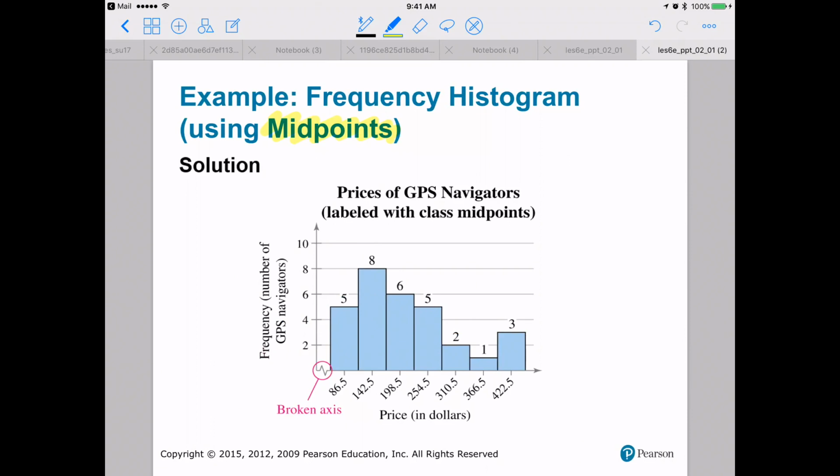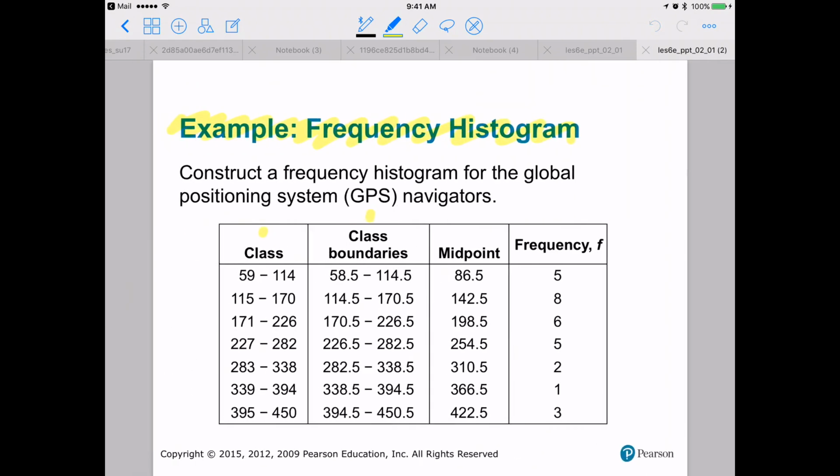The midpoint of each class is the center of your histogram bar. Okay, so you see the center of your histogram bar here is a midpoint. And how high the bar is depends on the frequency of that class. So you get an idea here. The second class had a midpoint of 142.5 and it's got a height of 8.